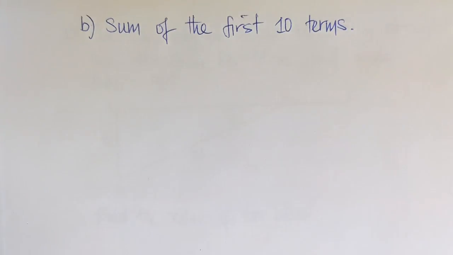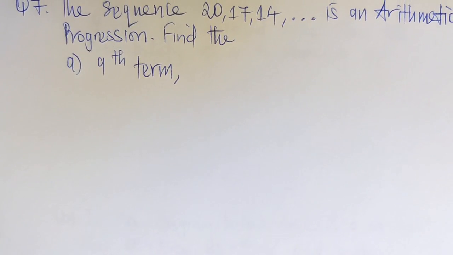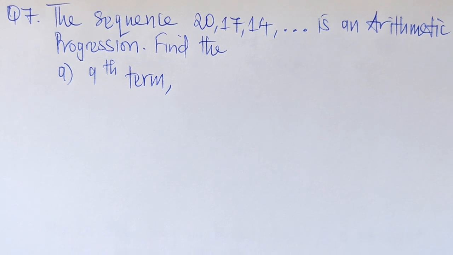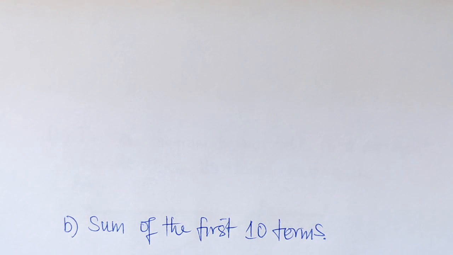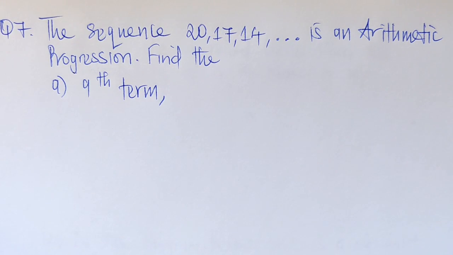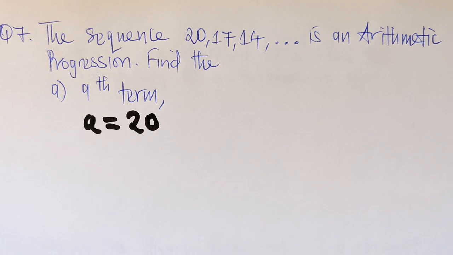Question 7 is a question on arithmetic progression. It reads, the sequence 20, 17, 14, and so on, is an arithmetic progression. Find A, the ninth term, then B, we are going to calculate the sum of the first 10 terms. For the first part A, to calculate the ninth term, first of all, we write the first term, which is A, 20.